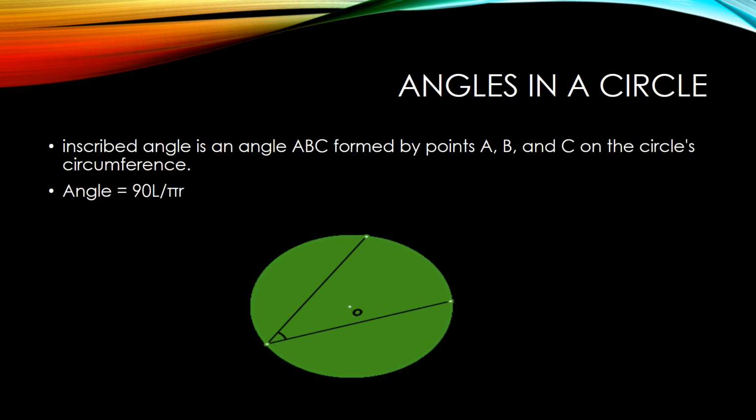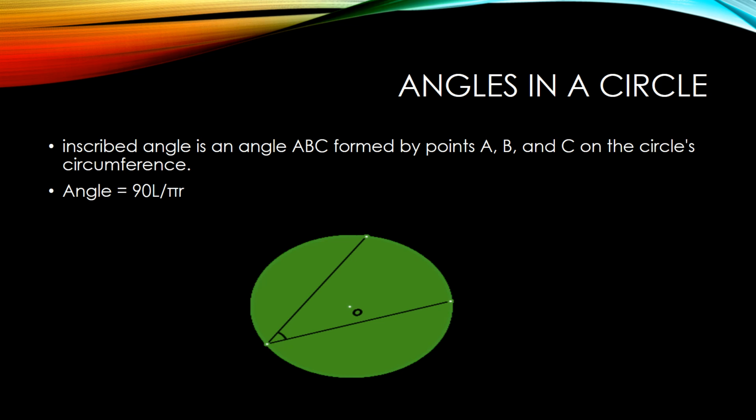If you know the length of the minor arc and the radius, and if the minor arc length is L, then the inscribed angle would be 90 L by pi r.